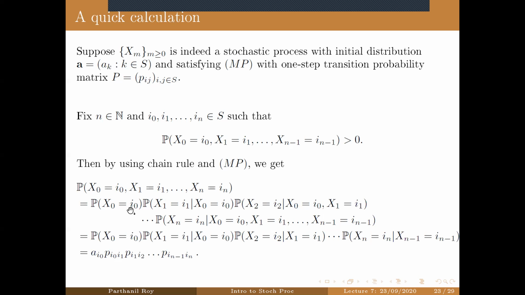This is the probability of x0 equal to i0, times the probability of x1 equal to i1 given x0 equal to i0, times the probability of x2 equal to i2 given x0 equal to i0 and x1 equal to i1, and so on, all the way up to the last conditional probability. Okay, this is just the chain rule.